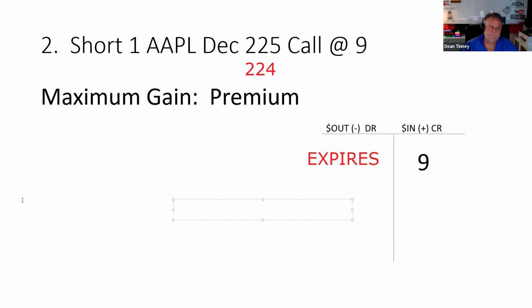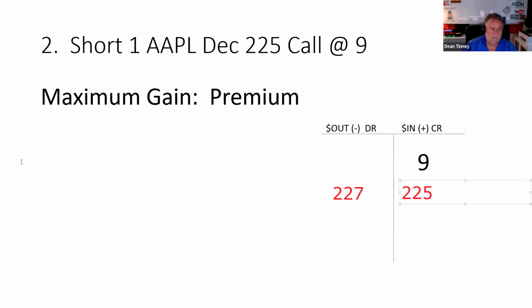Let's try another one. Your customer is short an Apple December 225 call at 9 when Apple's at 227. Apple at expiration remains unchanged. So you're going to have to buy the stock at 227 and you're going to deliver it at 225. Are you still a happy camper?